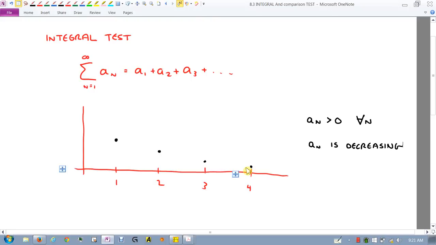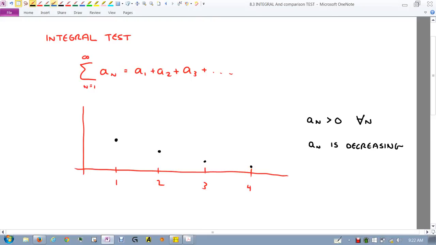We need the sequence to go to 0. If it goes anywhere other than 0, it diverges, and term test. So we know that the series that we're interested in are going to have to behave something like this. Now, being positive is not necessarily always going to be the case, but let's just say it is.